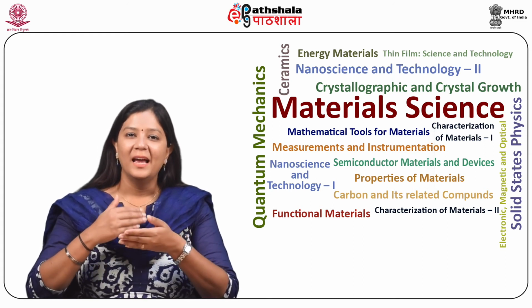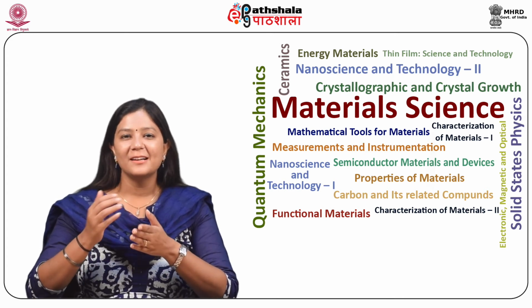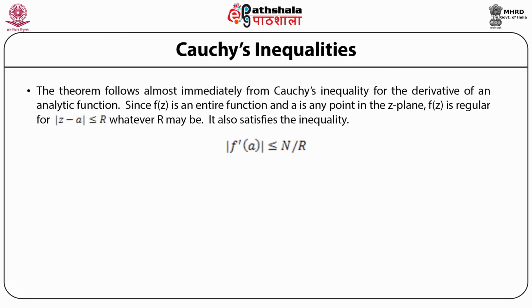In other words, an entire function is either not bounded or is a constant. The theorem follows almost immediately from Cauchy's inequality for the derivatives of an analytic function. Since f(z) is an entire function and a is any point in the z-plane, f(z) is regular for mod of z minus a less than or equal to r. Whatever r may be, it also satisfies the inequality mod of f dash a is less than or equal to M by r.